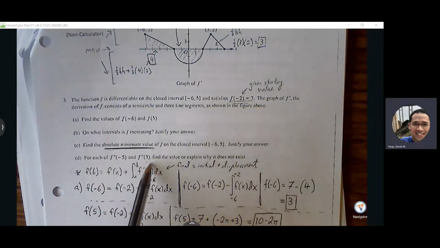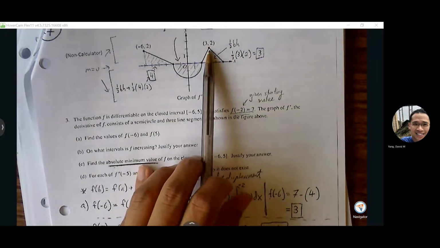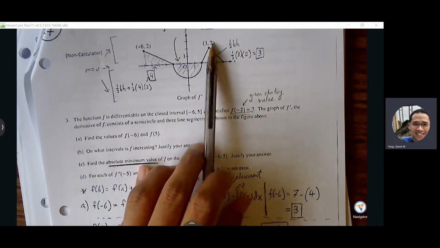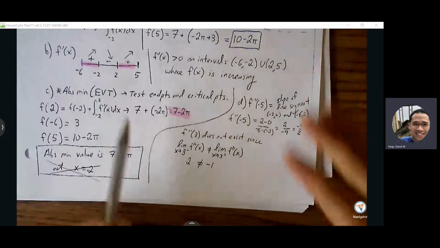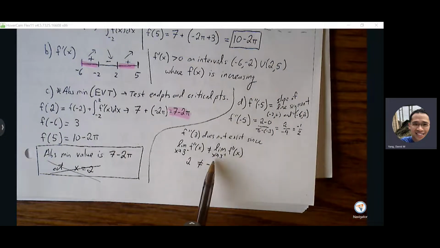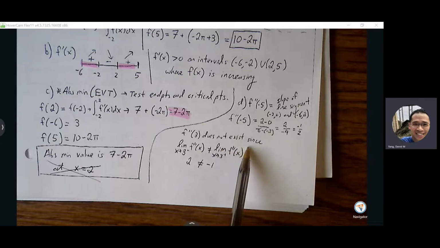But for f double prime of 3, that's sitting at a sharp turn. We can't find the slope at a sharp turn. So f double prime of 3 doesn't exist. Another way of saying it is the slope coming from the left side is 2. The slope coming from the other side is -1. This is not a smooth transition between slopes. So therefore, f double prime of 3 does not exist.